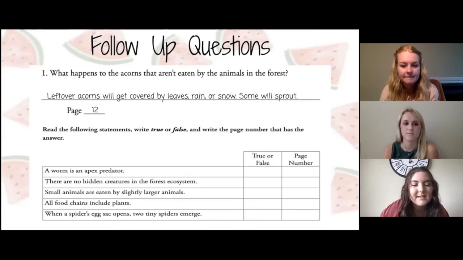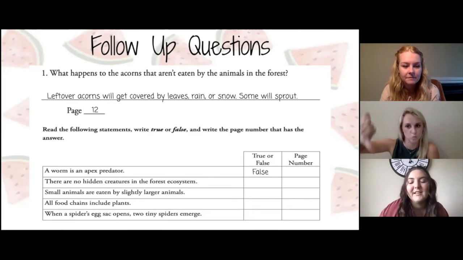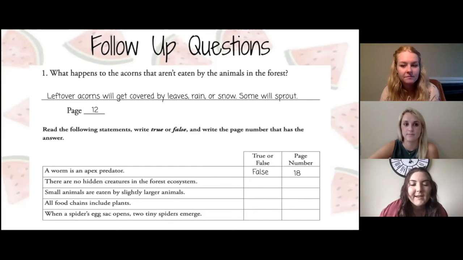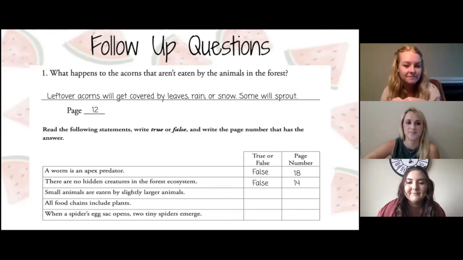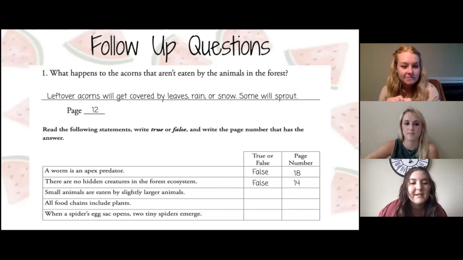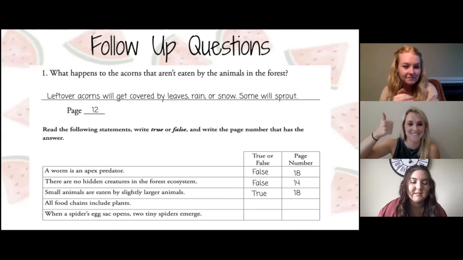For the next one, let's find out if they're true or false and what page number. So, a worm is an apex predator. That was false. And you can find that on page 18. There are no hidden creatures in the forest ecosystem. That was also false. You can find that on page 14. Small animals are eaten by slightly larger animals. That is true, and you could have found that on page 18.